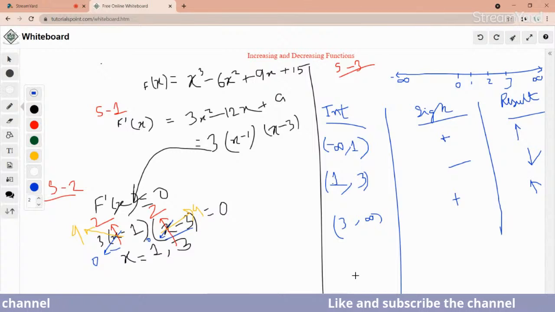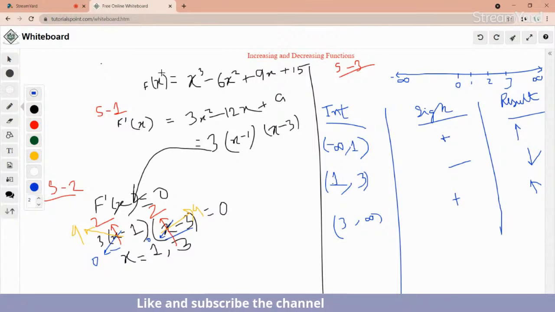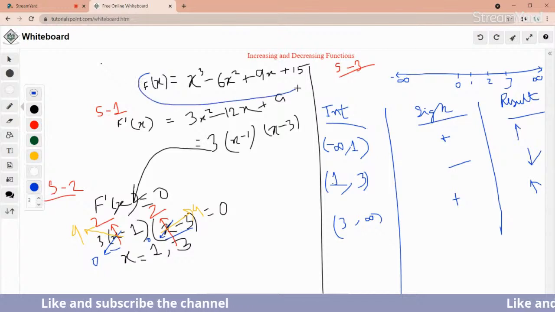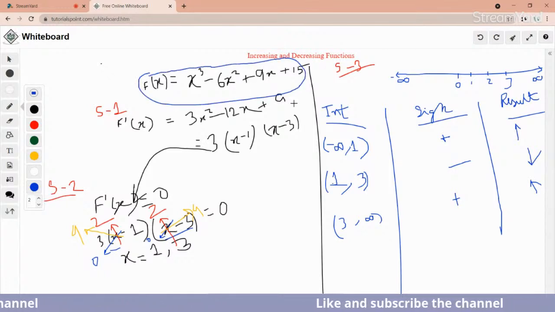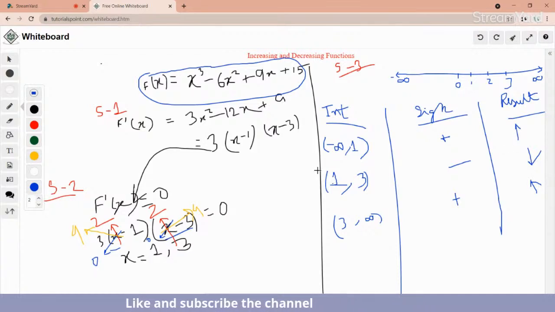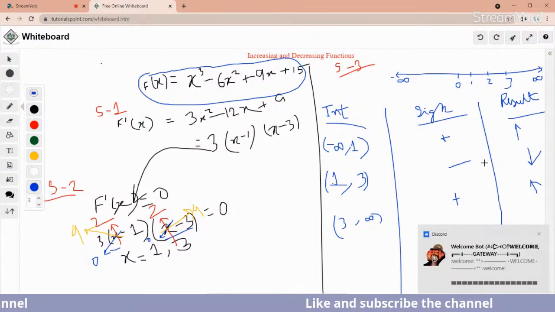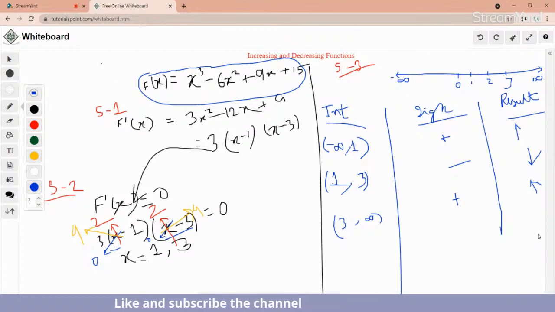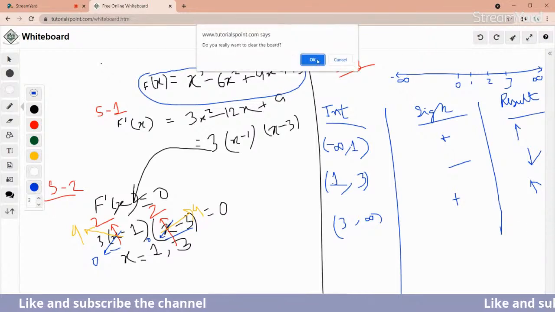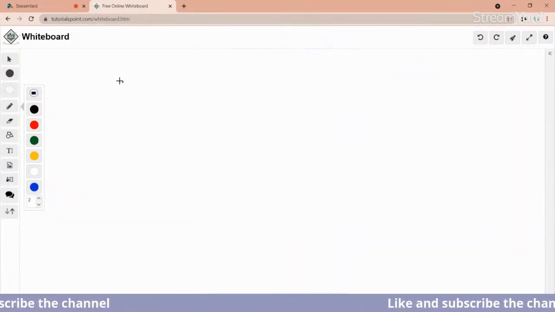Henceforth, this given polynomial function is increasing in the interval of minus infinity to 1 and 3 to infinity, whereas it's decreasing in the interval of 1 to 3. So I hope you are able to understand this. Let me just summarize the 3 steps again.